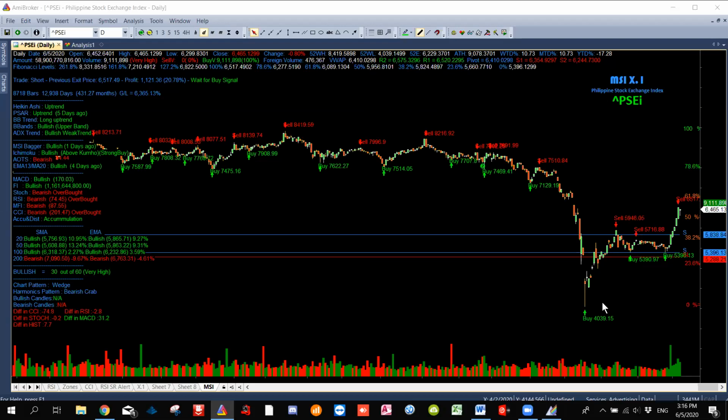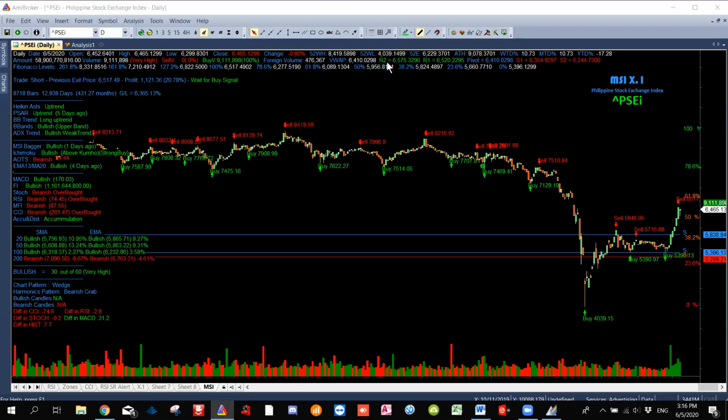So hindi naman sila magpapalugi. So again, the VWAP price is the price where the heavy volume is coming in. Okay, and then we have R2 or the resistance 2, resistance 1, the pivot point, and we have the support 1 and the support 2. Ano ba itong mga to?